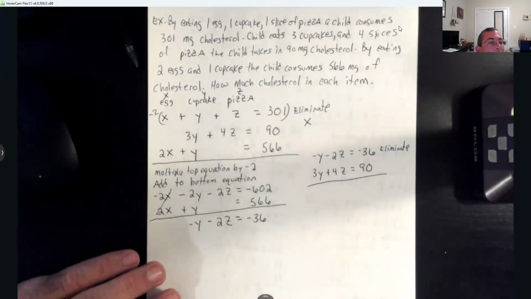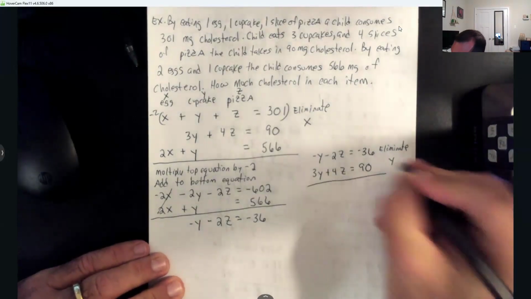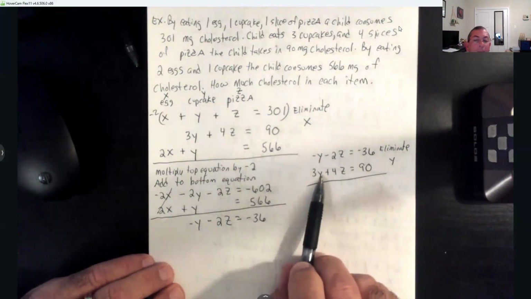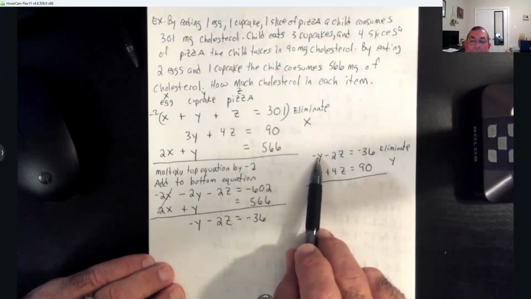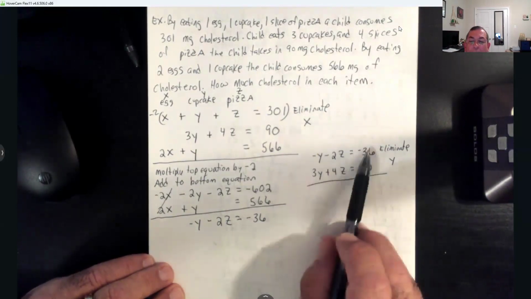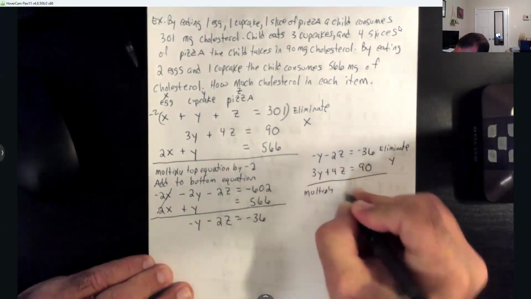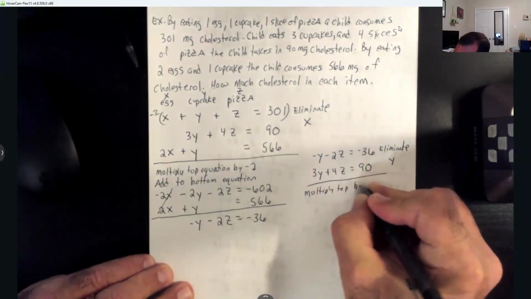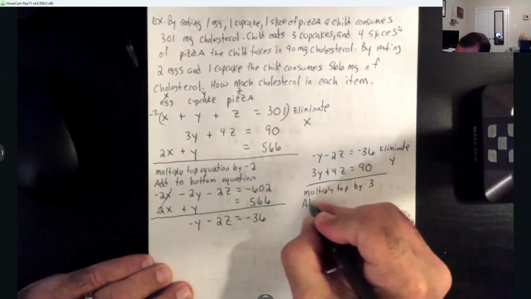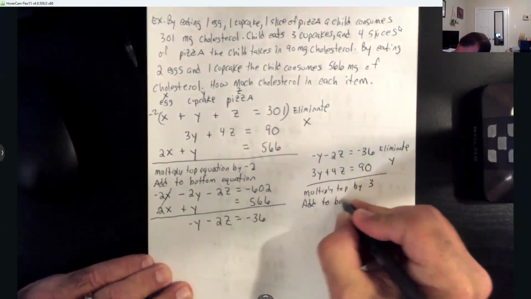All right, so I'm getting y's on that. So we're going to eliminate the y. This one's already 3y, this one's negative, so I just need to multiply the top row by 3 this time. So multiply the top by 3 and then add to our bottom equation.